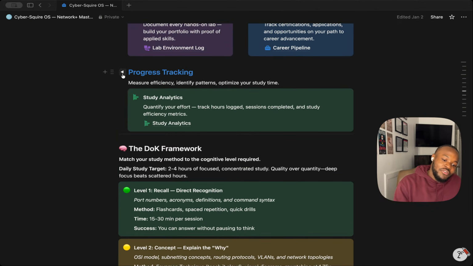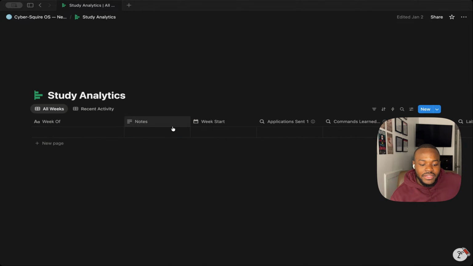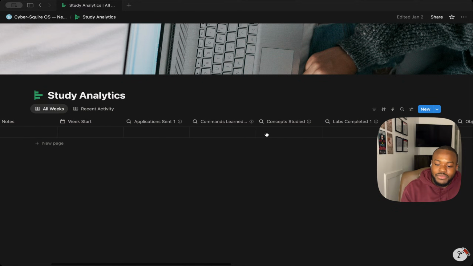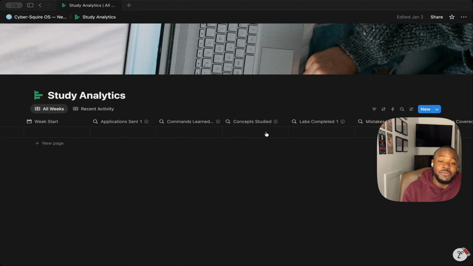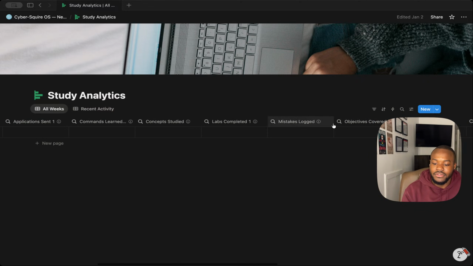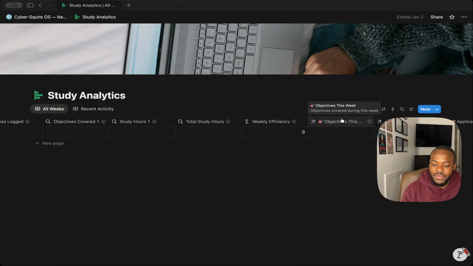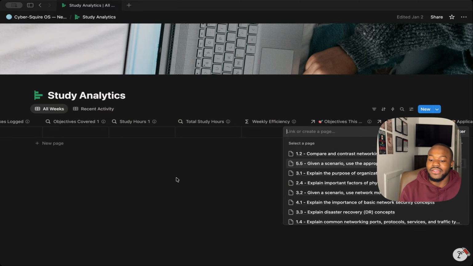Super screwed. Now we move into progress tracking, our study analytics for the week. This will be automatically logged, of course, like was it good or bad? When did the week start? How many applications did you send? These are just numbers you can just guess, but it would be better if you looked at it. They should be automatic. See, it counts related labs from this week. Objectives, study hours, total study hours, and of course objectives covered during this week. I would just put domain 1, 2, 3, and you can instantly click it from here because it's an easier example.